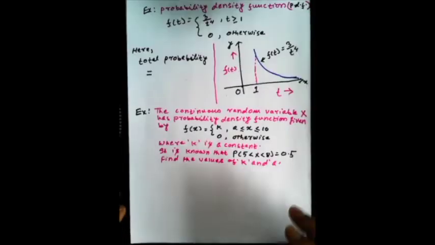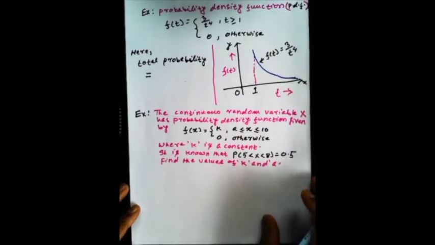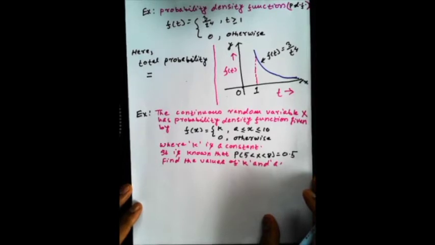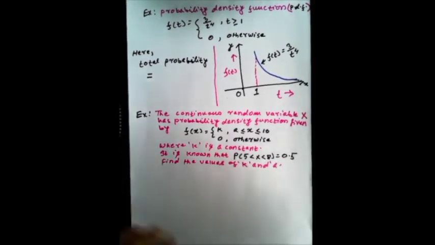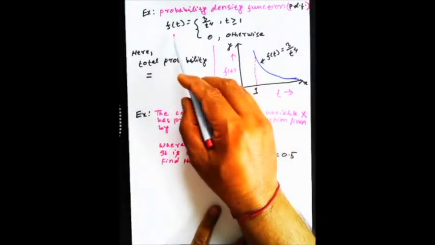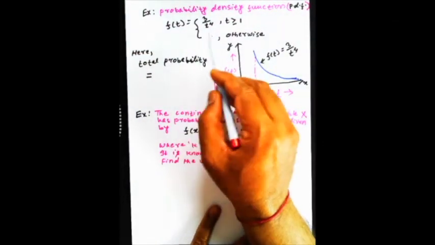Let's now discuss some examples that demonstrate what the probability density function, or the probability function for a continuous random variable, is. So in this case, let's suppose that a function is like this. This is a continuous function.